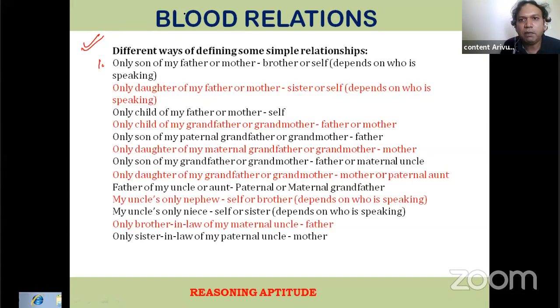So look at statement number one and tell me if this is clear to you. Only son of my father or mother is brother or self. Now, maybe to some of you it might not be clear, so I'll still take one example and show it to you. Look at the example I'm giving and then we will discuss it further. You tell me if there's any doubt.